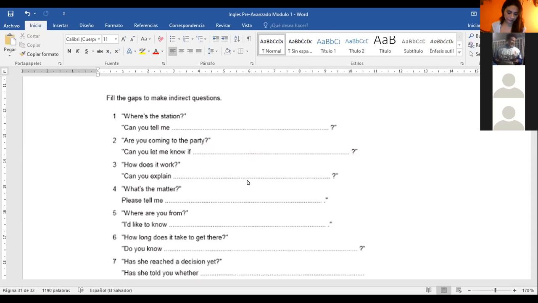¿Ya? Ya. Elmer, ¿cómo va? Hoy está calladito. Entonces sería, can you explain how it works? That's right, how it works. And number four sería, please tell me what.